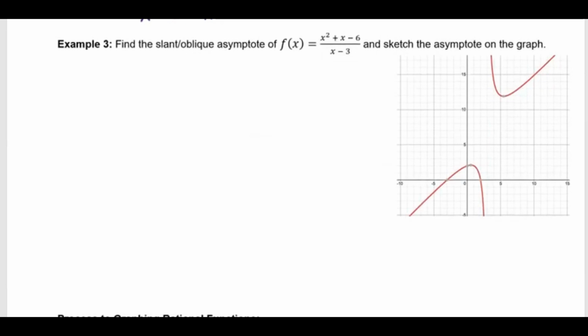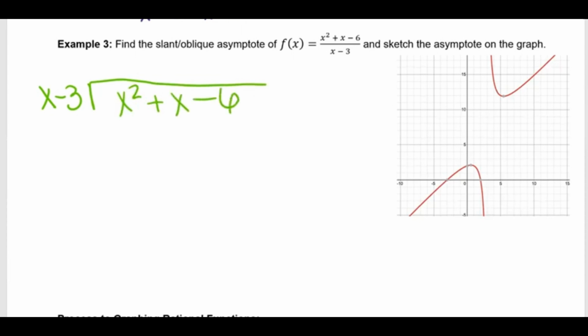Finding the slant or oblique asymptote. This is another example of the polynomial long division, and then we'll discuss how to sketch it on the graph. So we need it in descending order. The denominator goes on the outside, the divisor, the dividend, the numerator goes on the inside.